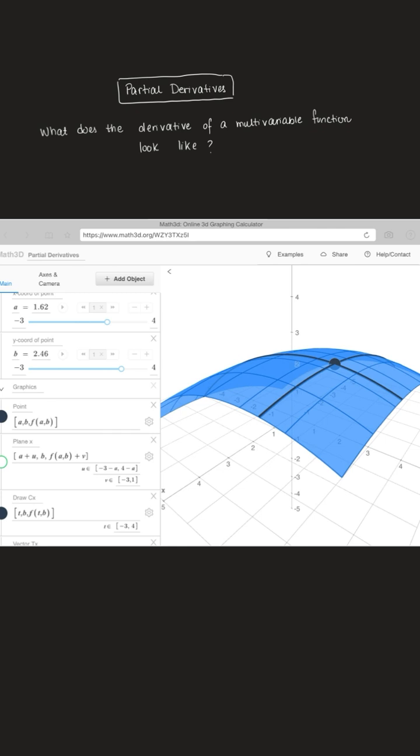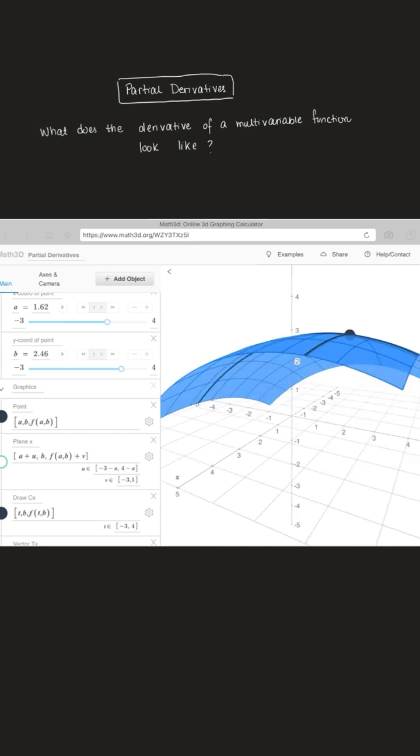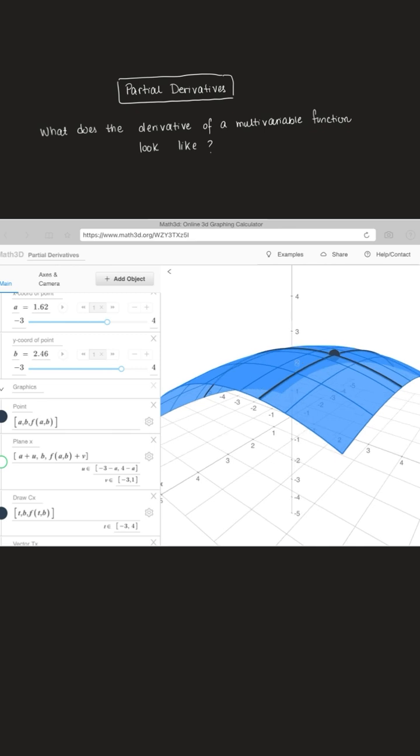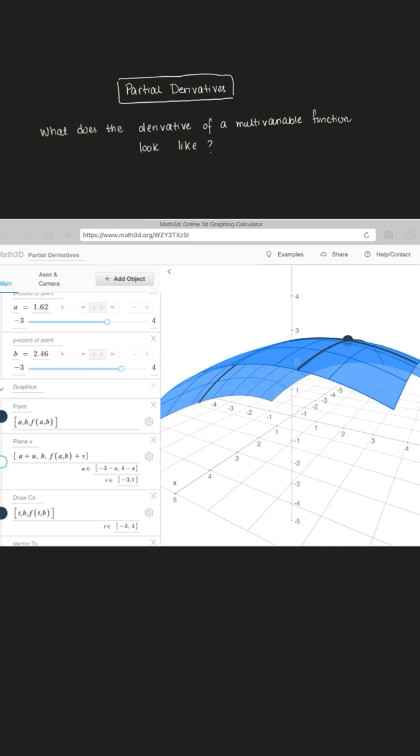And so the way we start thinking about this is by limiting our search to two specific directions. So we are going to look for slopes of tangent lines at a point in two specific directions. The way that we're going to do that is, first, we are going to take a plane. Let me see if this is the right plane.